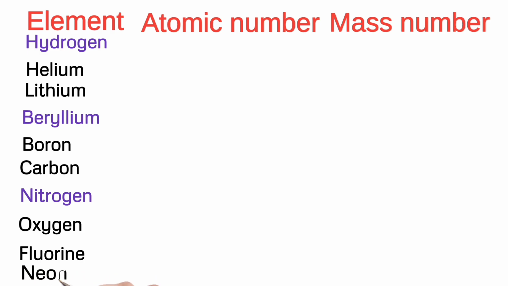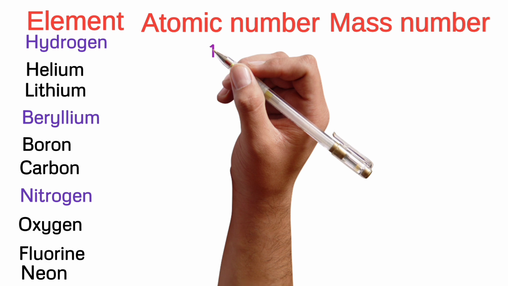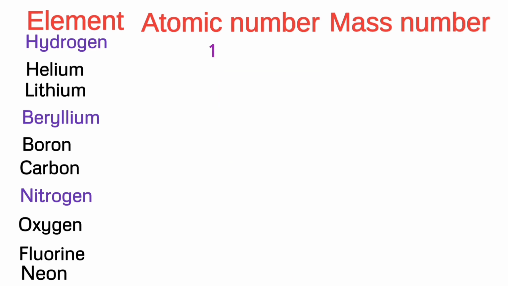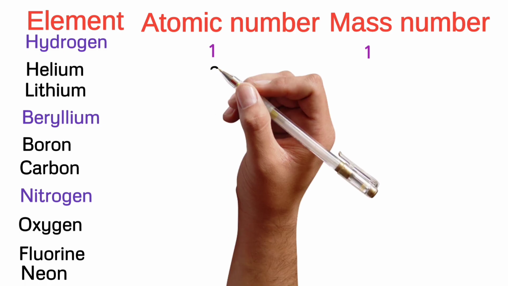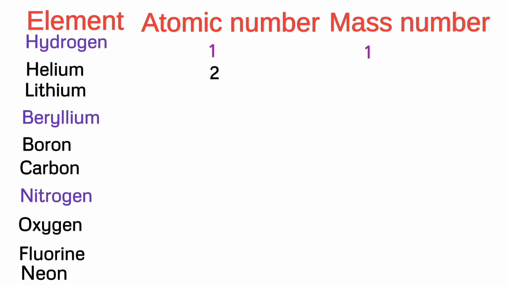Let's start with the first 10 elements of the periodic table. We are starting with hydrogen. It occupies the first position on the periodic table, and as such, its atomic number is 1. The mass number of hydrogen is equally 1 because hydrogen is the only element on the periodic table with no neutrons. So its mass number is 1. The second element on the periodic table is helium with an atomic number of 2, meaning helium equally has 2 protons. What will be the mass number of helium?